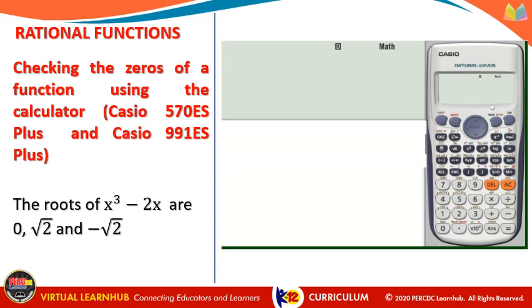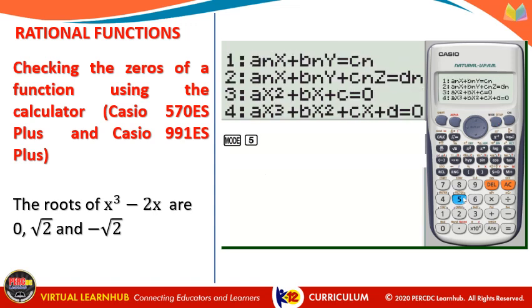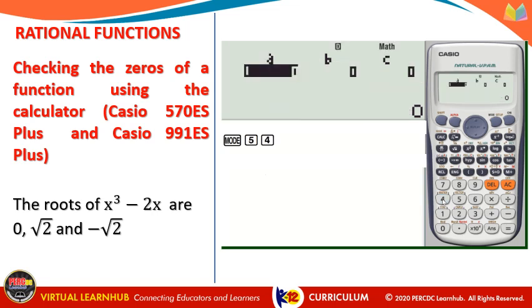Paano ulit umpisahan, di ba? Pipindutin muna natin ang mode and then 5. Ngayong cubic equation na, we will pick 4. So again, it's mode 5-4 pag cubic. Sige. Anong ilalagay natin sa A? Yung coefficient ng x cube. In our example, it's positive 1. So lagay lang natin 1 equals.